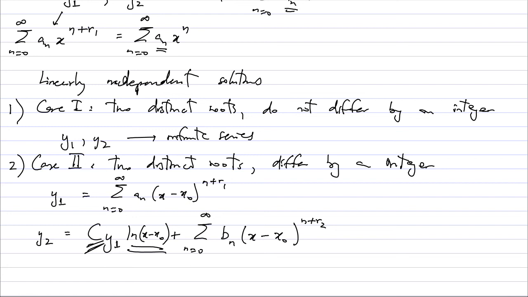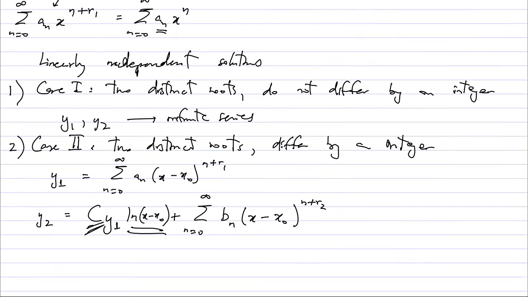So essentially, if you have two distinct roots which differ by an integer, both solutions can be of the form of the infinite series, the Frobenius series. They may not be. It depends from case to case.